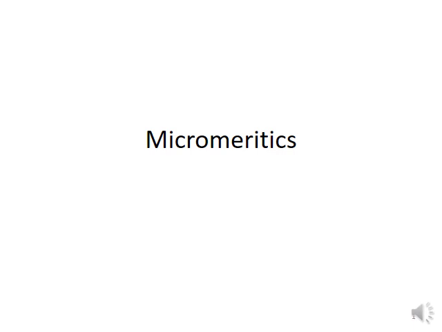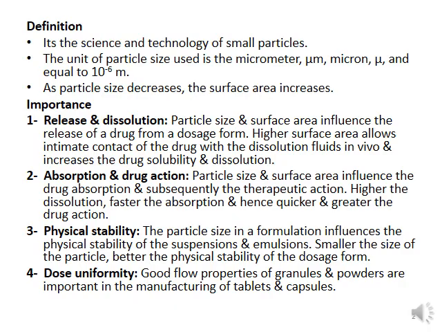Micromeritics is the science and technology of studying particles within the range of micrometer. A micrometer equals 10 to the power minus 6 of a meter. As we mentioned, micromeritics is the science of studying small particles within the micrometer range.